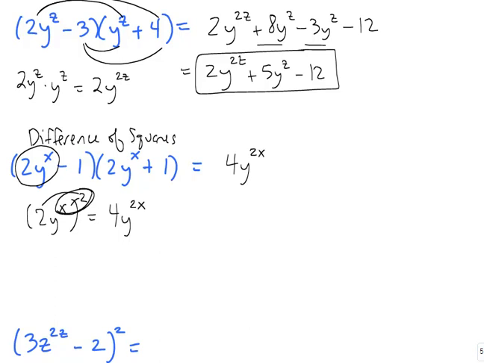So in our difference of squares pattern, we're going to square the first term, which we just did. We're going to square the second term. Squaring 1 stays 1. And then it's the difference between those two squares. Remember, there's no middle term, so we're done.